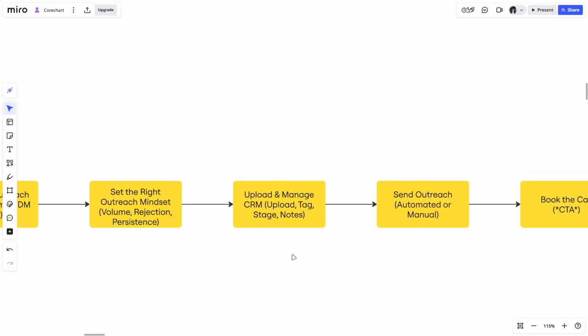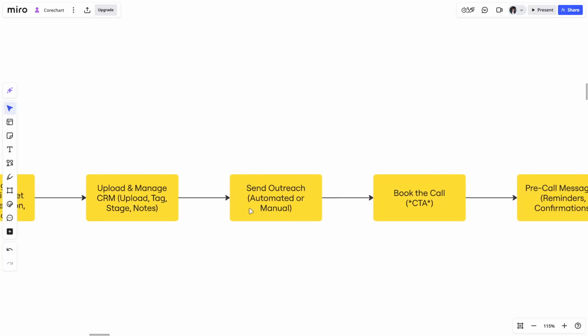Next, we talk about uploading and managing the CRM system, uploading and tagging the notes. We already mentioned that. Next, we talk about sending the automations or sending the actual outreaches. Now, we typically don't want to do automated. You want to do manual at first, unless you want to get VAs. Remember, setting up your actual Instagram profile.